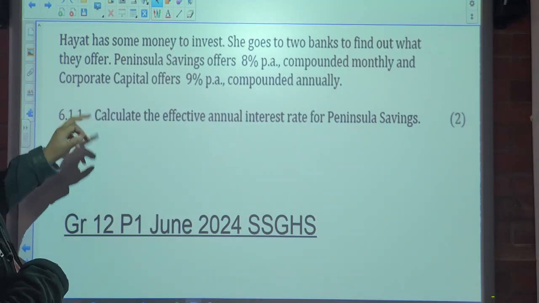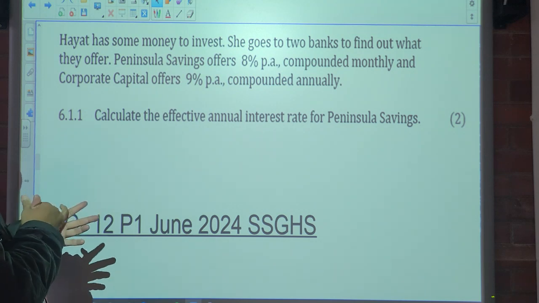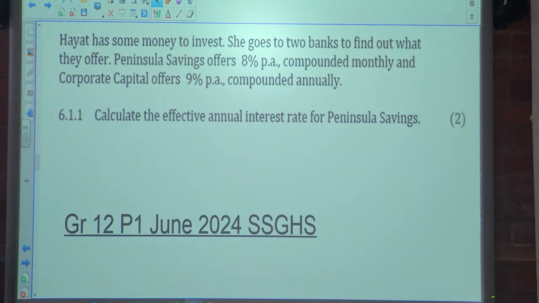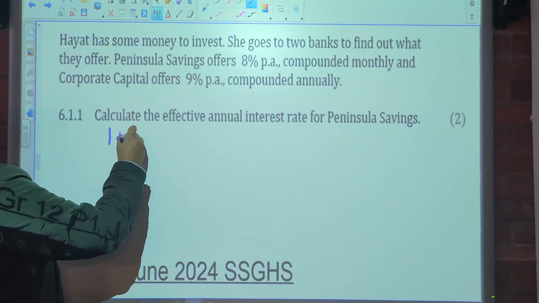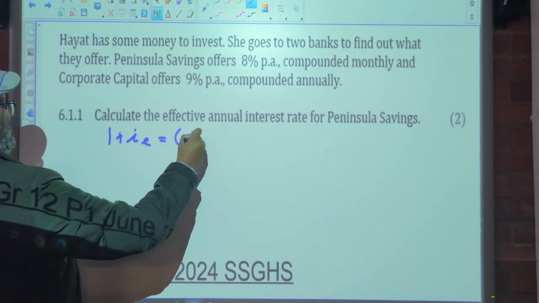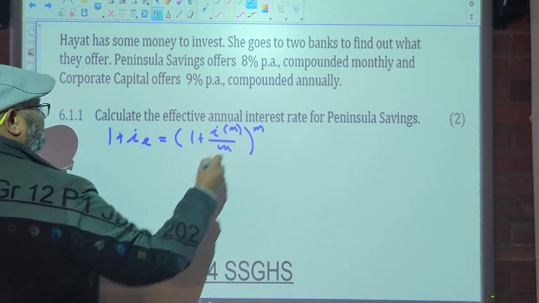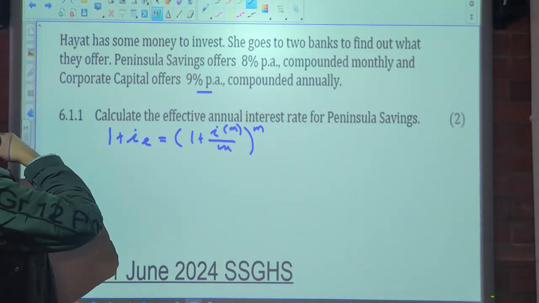Ayat has some money to invest. She goes to 2 banks to find out what they offer. Peninsula Savings offers 8% compounded monthly and Corporate Capital offers 9% compounded annually. Calculate the effective annual interest rate for Peninsula Savings. People, effective to nominal formula, 1 plus i effective is equal to 1 plus i to the m over m to the m.